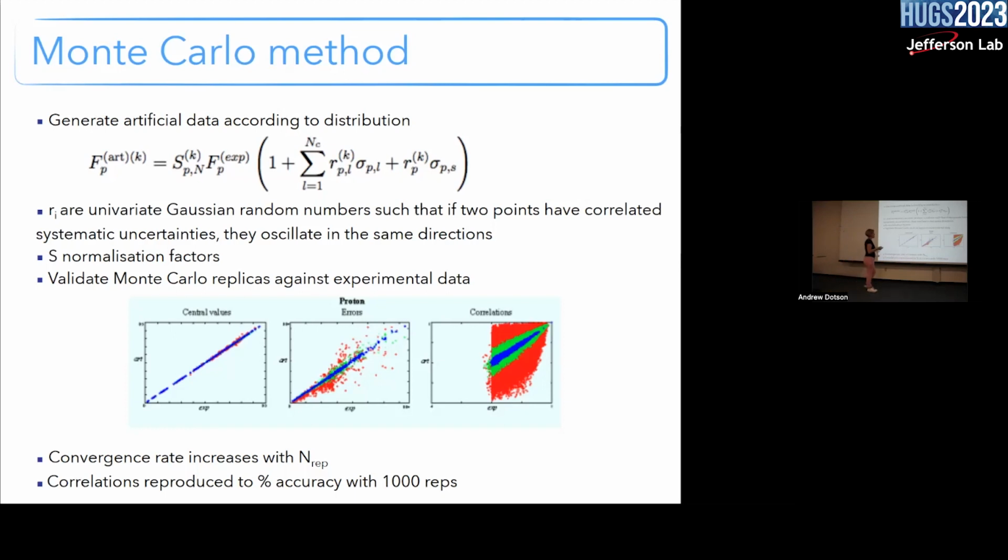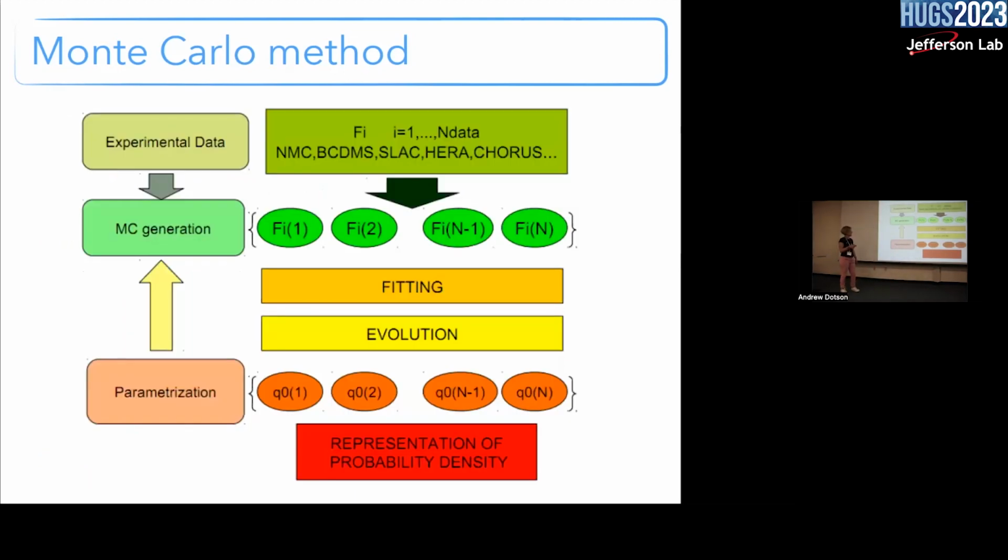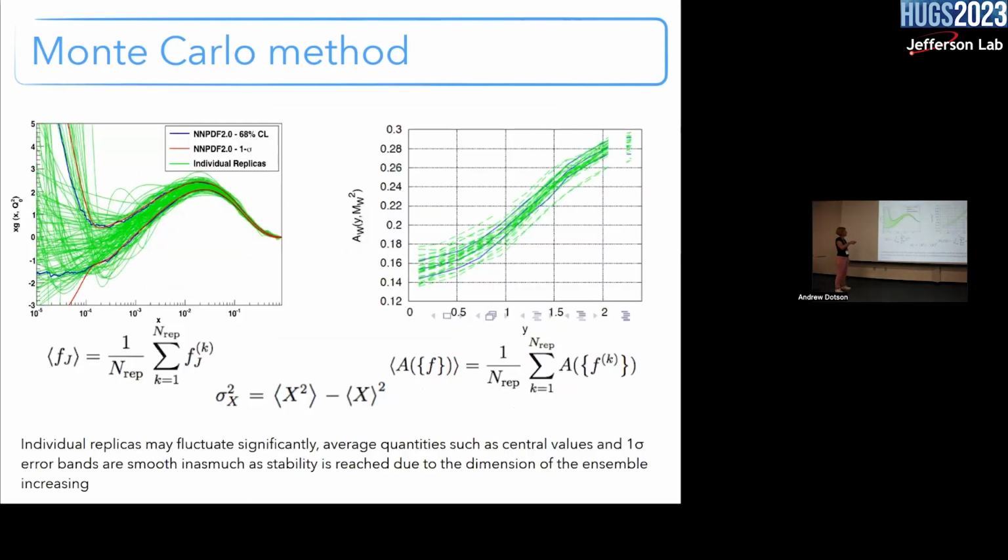And if you have 1,000 replicas, this distribution of data fits perfectly the central value. You need 100 replicas to get a good description of the error. You need 1,000 to get a good description of the correlation of the original data sets, okay? So what is the idea? You have all your data, you produce 100 or 1,000 replicas of all your data, and you get a best fit for each of those. The ensemble of the best fits gives you the Monte Carlo representation in the PDF space of the probability density. So that's what it is.